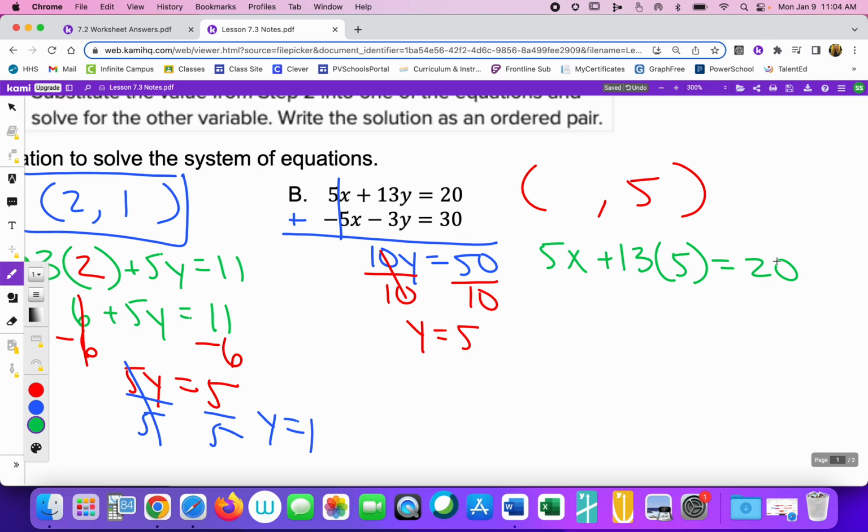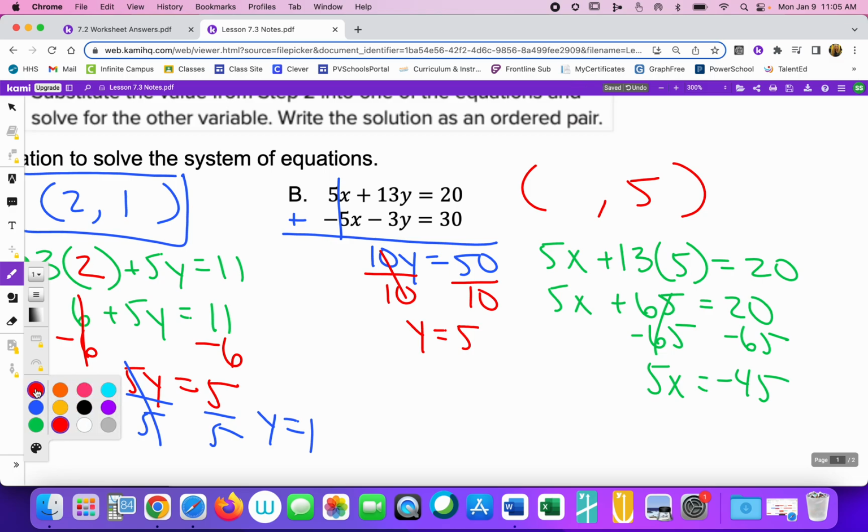Are any of you doing the second one? Just out of curiosity. Okay. You should get the same answer. It does not matter. 13 times 5 is 65. Then we would subtract 65. 20 minus 65 is negative 45. Negative 45 divided by 5 would be a negative 9.